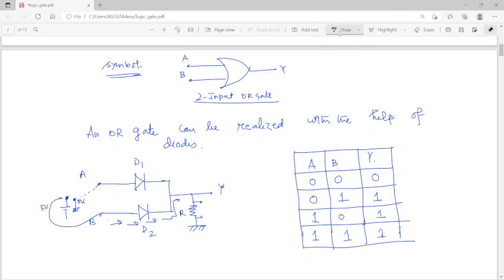So this is nothing but the OR gate, right? This is a particular truth table. So in the OR gate, when both inputs are at low voltage or 0, the output is 0, and in all other cases the output is 1. That is the specific thing that we get from the OR gate, right?